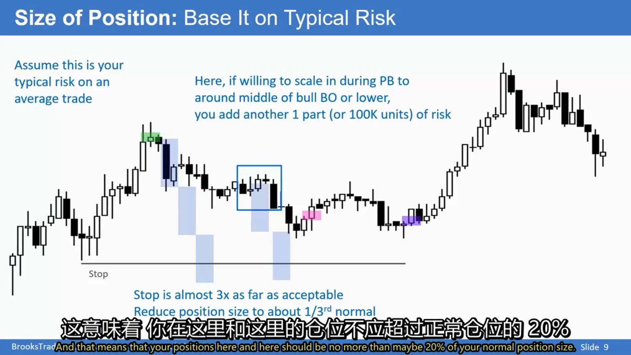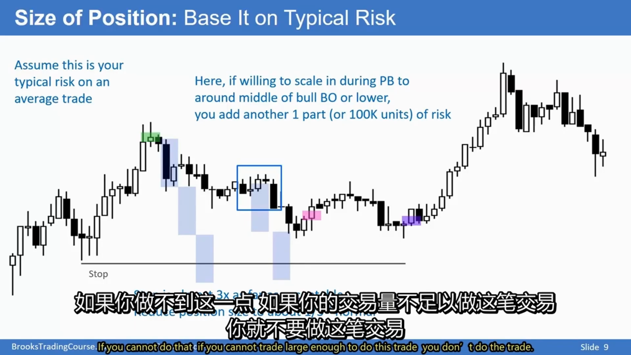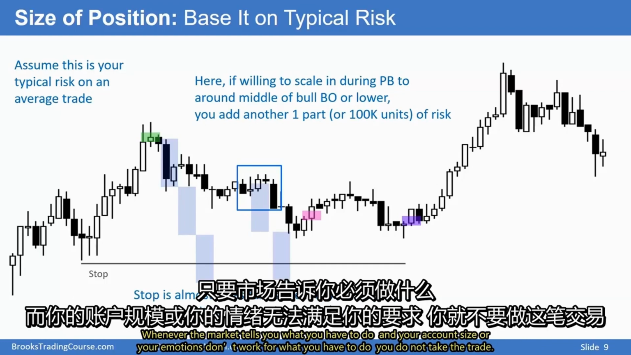And that means that your positions here and here should be no more than maybe 20% of your normal position size. If you cannot do that, if you cannot trade large enough to do this trade, you don't do the trade. Whenever the market tells you what you have to do and your account size or your emotions don't work for what you have to do, you do not take the trade.